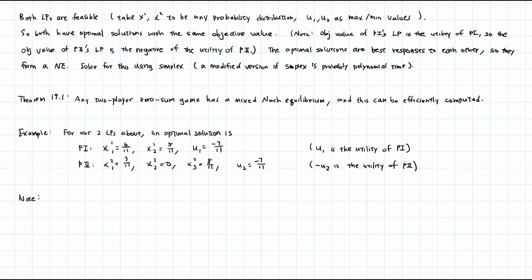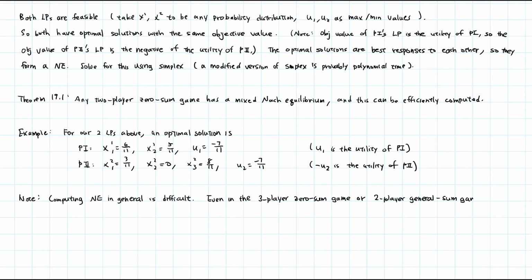As a final note, we mentioned before that computing a Nash equilibrium in general is difficult. Even in the 3-player zero-sum game or 2-player general-sum game, no polynomial time algorithm is known. However, we do know that in every finite strategic game, a Nash equilibrium always exists. And we will see an outline of the proof in the next 2 lectures.